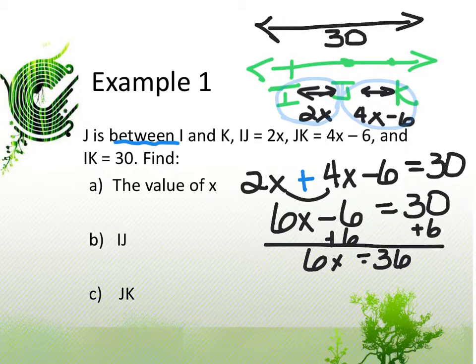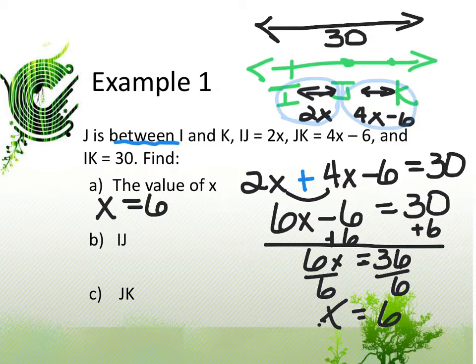Now what do I do? Divide by 6. And x equals? 6. Beautiful. All right. So the value of x is x equals 6. How do you think I'm going to find the value of ij? By plugging in 6 for x.